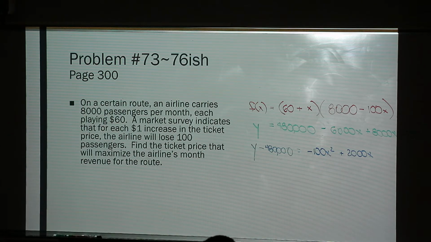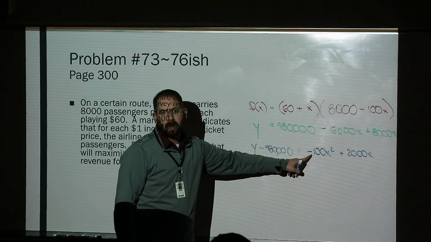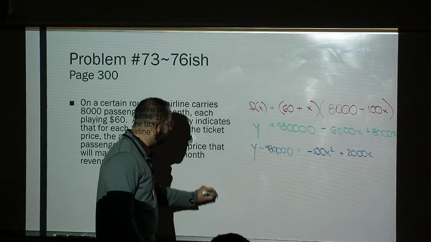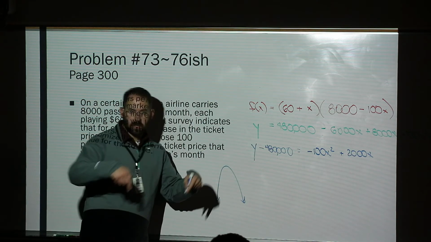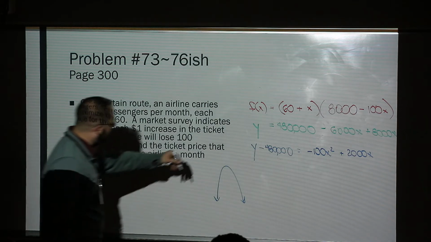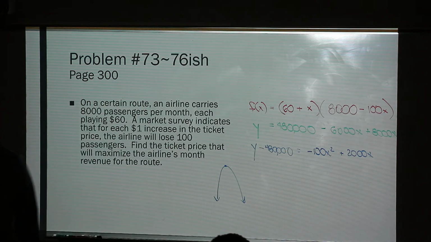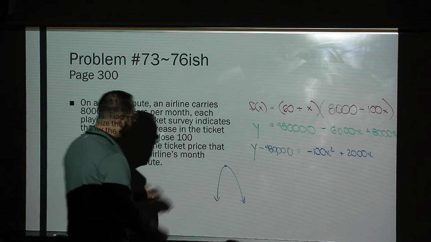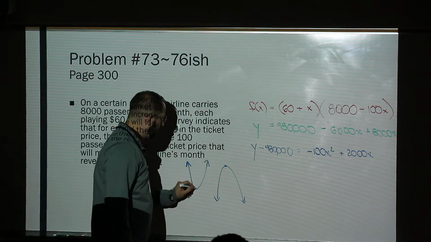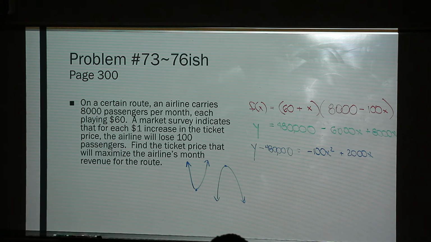Now, what this is going to give me is a maximum answer, a maximum profit, a maximum revenue. How do I know it's going to be a maximum? What's the number in front of my x squared? Negative 100. So the tail of the graph is going down because it's negative, which means I have a maximum. There's a sweet spot right at the top, the top profit. If there was a positive in front of the x squared, I would have a minimum, because the graph is going up.